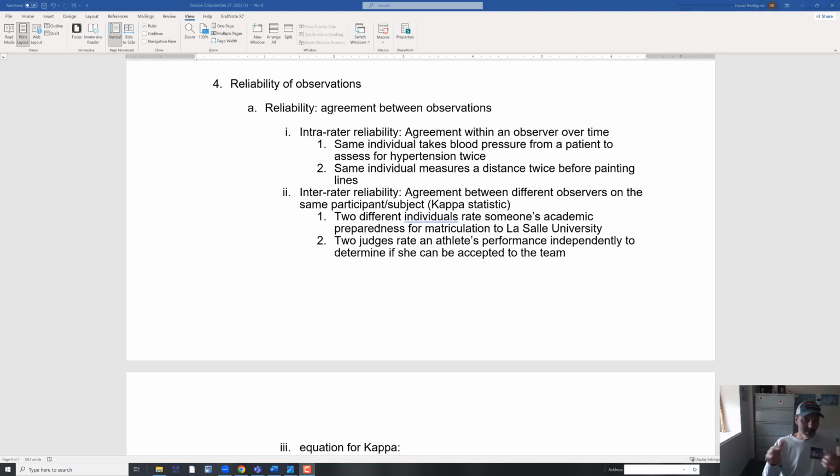Intra-rater reliability is in contrast to inter-rater reliability. Intra-rater reliability would be when the same individual is rating somebody twice. So for instance, if somebody was taking blood pressure to determine whether or not somebody should be diagnosed with hypertension, it would be taking that blood pressure reading twice. So make sure you understand the differences between those.